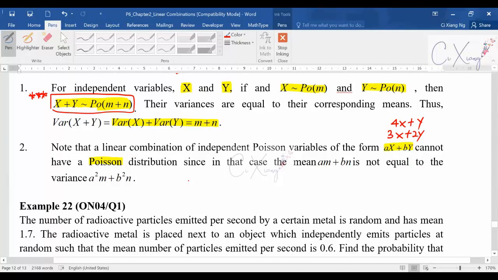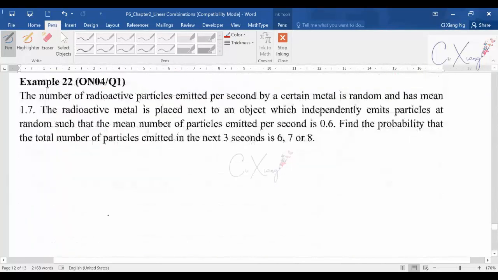You read the question first before we start. Have a look at example 22. Here they said there's something which has the mean 1.7. They are talking about the number of radioactive particles emitted per second. Here, the keyword is per second, which gives you a hint that this question belongs to Poisson distribution.